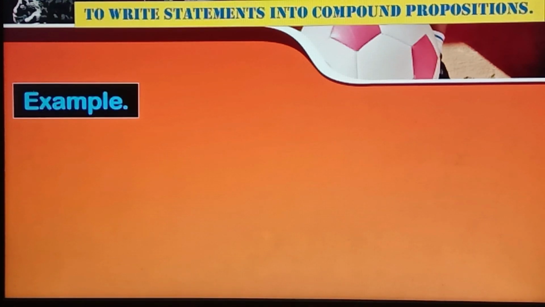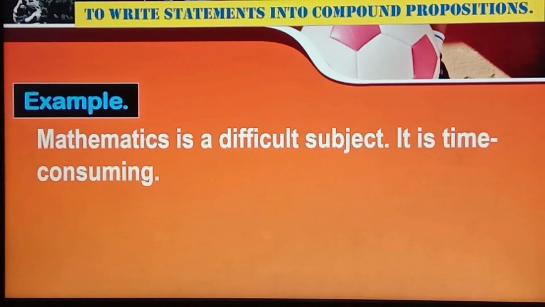Now let us try to write statements into compound propositions. Anyway, when you say compound proposition, it is composed of two or more statements, and otherwise, if it is composed of only one statement, that is what we call a simple proposition. Now, dealing with compound propositions, let us try to have an example here, which is about mathematics.